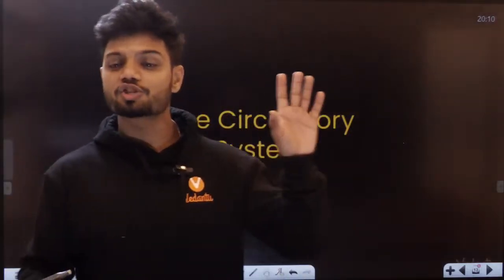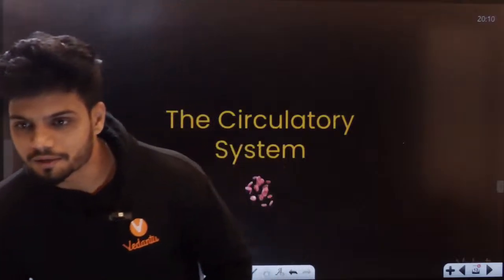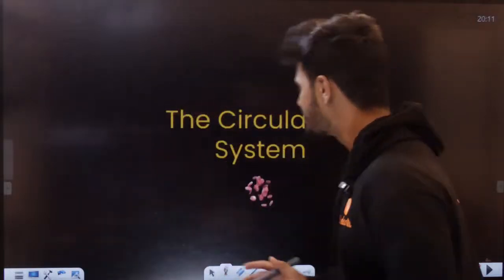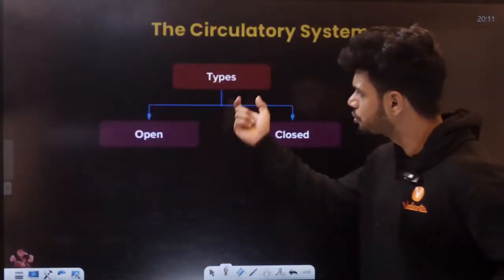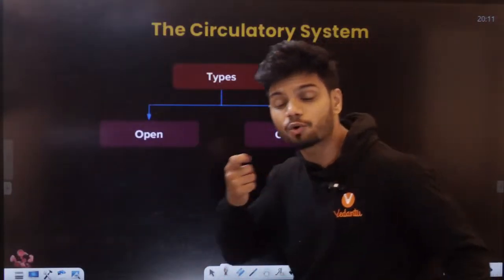Right. If you broadly classify the circulatory system, we have two types. One is called open, one is called closed. Now, we have learned this already in the chapter Animal Kingdom, students. So we have learned about all of this open and closed circulatory system in your Animal Kingdom. So let me just revise all of you one more time. All of you should know there are two types of circulatory system.